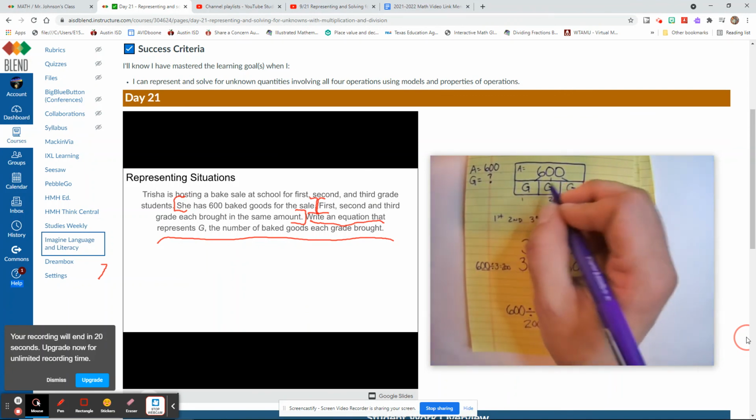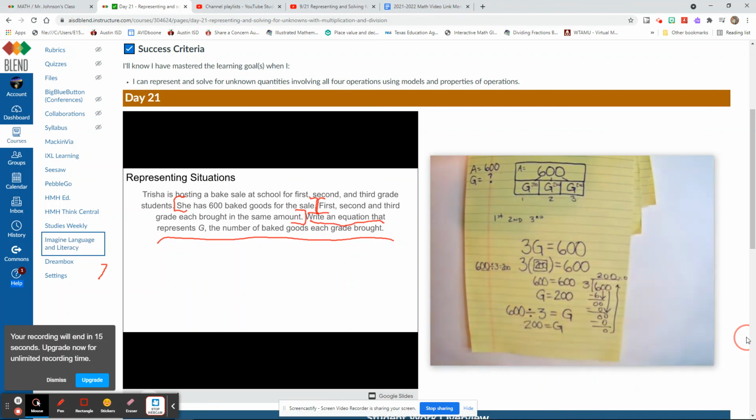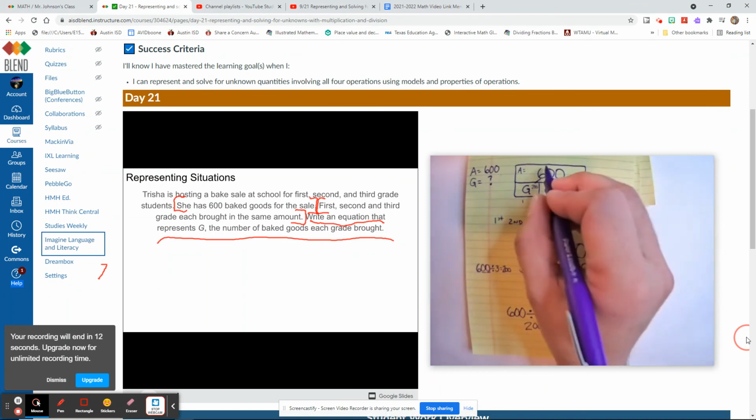So if we have 3 groups of 200, then in the end, we have the total of 600.